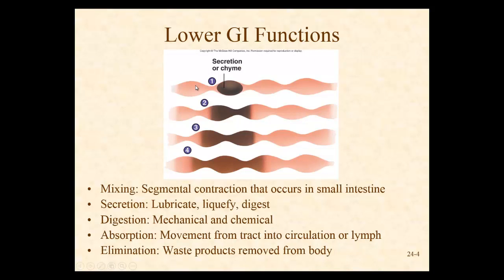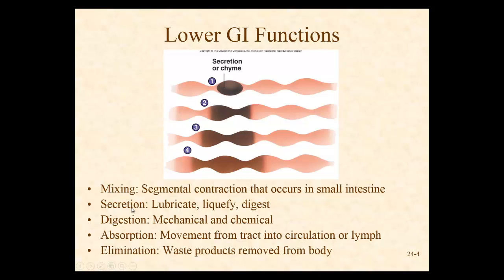So when we look at the small intestine after food has left the stomach, we see this segmentation going. Here we can see the food is being broken down more and more into a liquid, and those nutrients are distributed across the tract to, again, allow good absorption from the digestive tract into the blood. So mixing is a result of that segmental contraction.